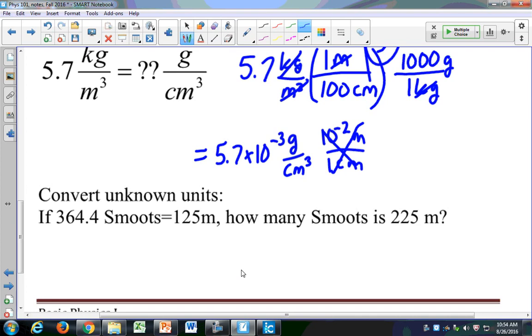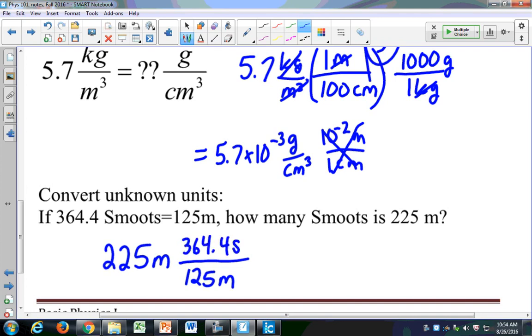So say, for example, I have this conversion factor. This is just 364.4 smoots, which is just this random measurement, is equal to 125 meters. Then I can use that to convert any measurement in meters to smoots. So if I have 225 meters, I say 125 here, 364.4 here, and that is equal to 656 smoots.